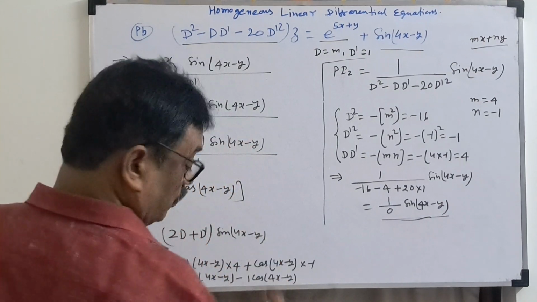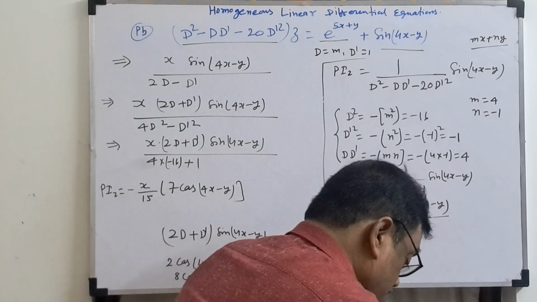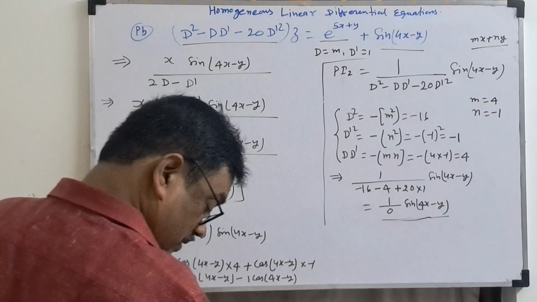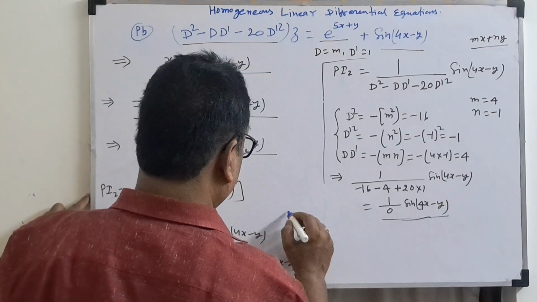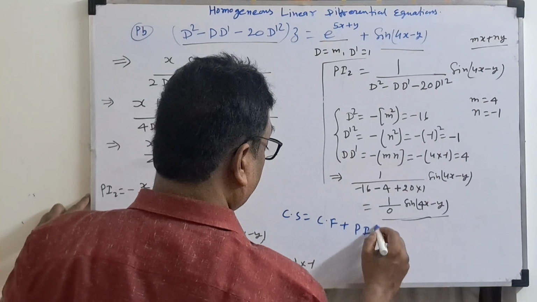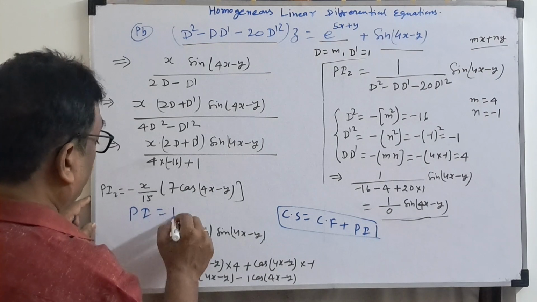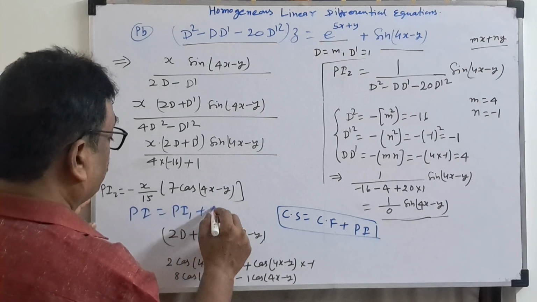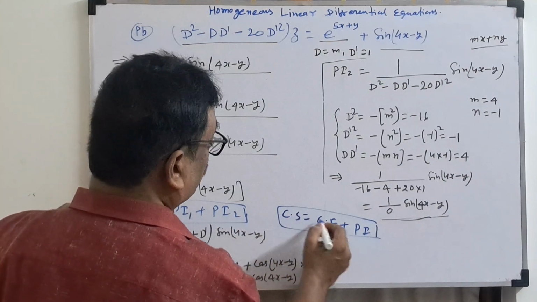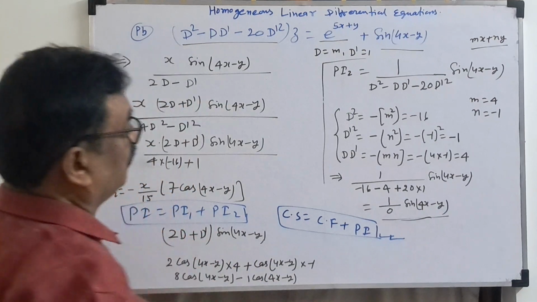So if you write the solutions here, okay, we'll write the solutions here. CS equal to CF plus PI. So here PI is equal to nothing but PI1 plus PI2. So this you have to write. Then complete solution is equal to complementary function plus PI. So this is the complete solution for this.